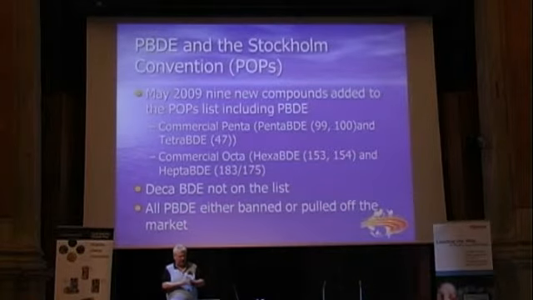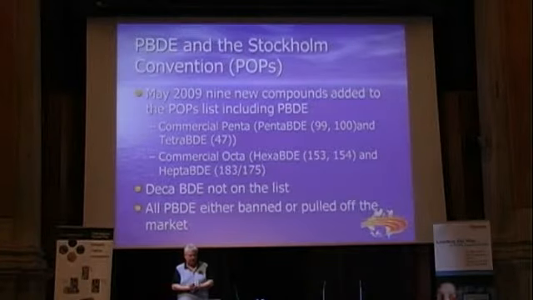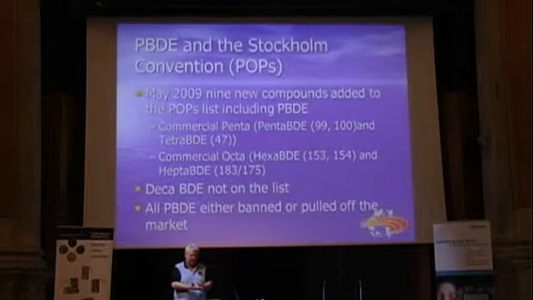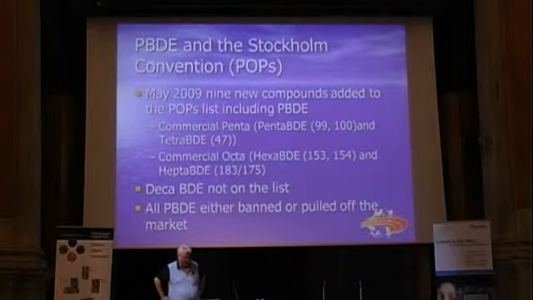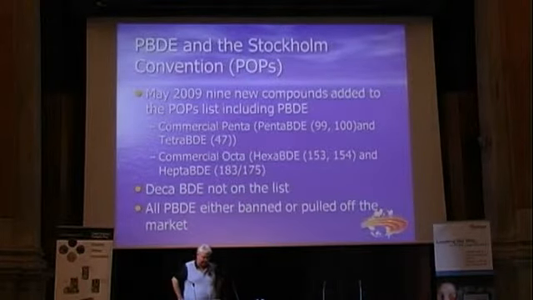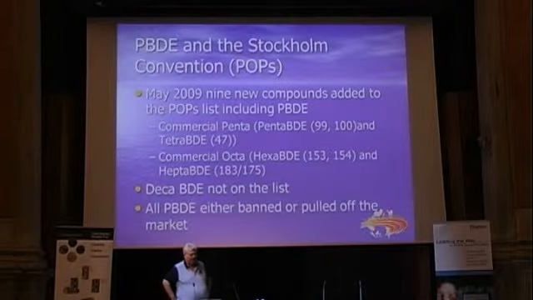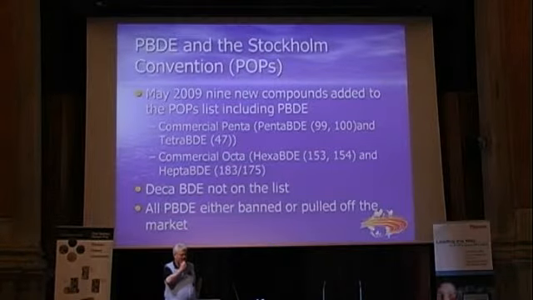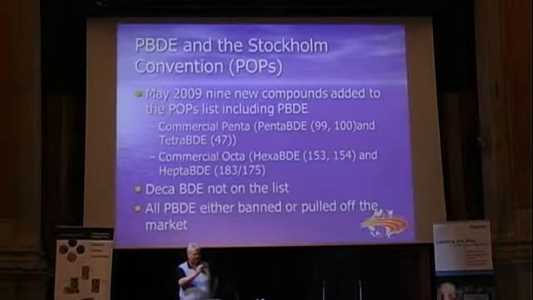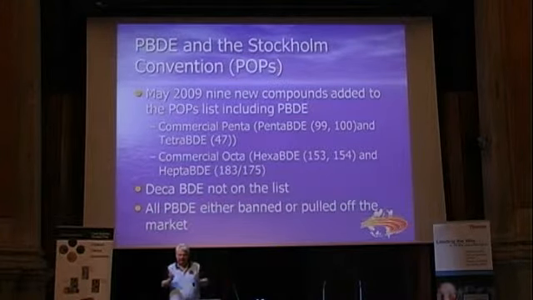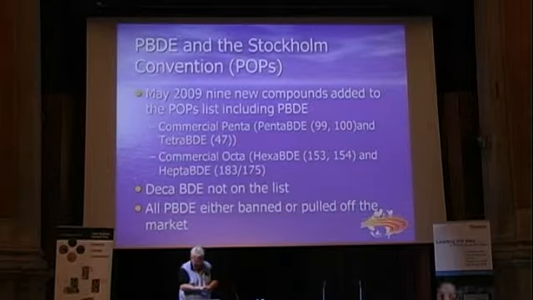But when they talk about commercial penta, they refer to BDEs 99 and 100, which are pentas, and BDE 47. And again, in the commercial octa, they talk about 2 hexas, 153, 154, and then the hepta 183. And there's a lot of confusion as to why 175 got in there. The common sense is that it was a coelution with 183, and in the early days they couldn't tell the difference. I'm not sure it's true, but it's a good story anyhow.